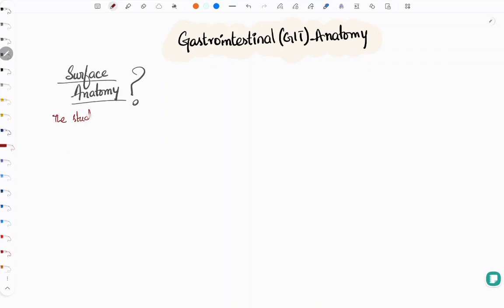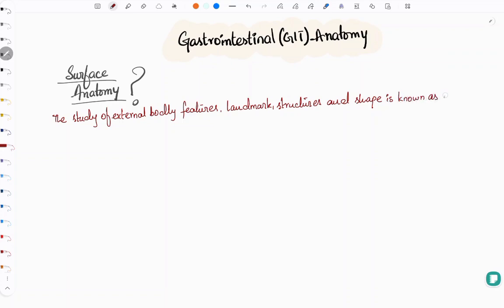So what is our definition of surface anatomy? The study of external bodily features, landmarks, structures, and shape is known as surface anatomy. What is its significance?